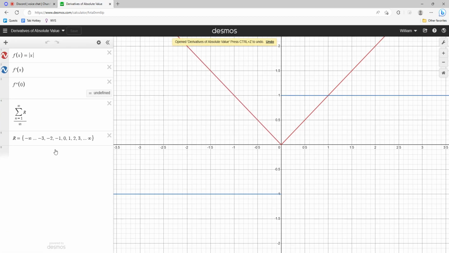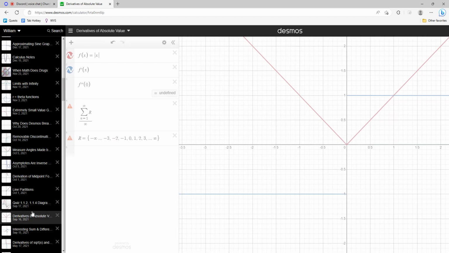Derivatives of absolute value. Yeah, so you cannot differentiate. You can't even take the first derivative at 0. Even that is undefined. I don't know what this kind of summation, I don't know what I was trying to do. This is not how summation works. Evidently, I still didn't quite understand summation. I don't know what I was trying to do here. I was trying to sum the set?